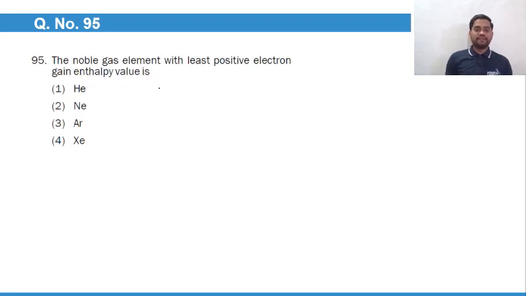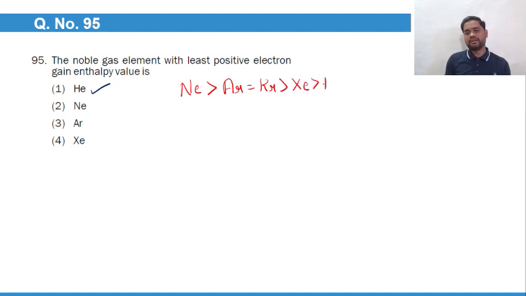Okay. 95. The noble gas element with the least positive electron gain enthalpy. Least is helium. Again it's a memory based question. But if you want to know the order of it, it will be neon greater than argon, that will be equal to krypton, that goes to xenon, then comes radon, and then comes helium. So least. Okay, clear. So option number 1 will be the right answer.